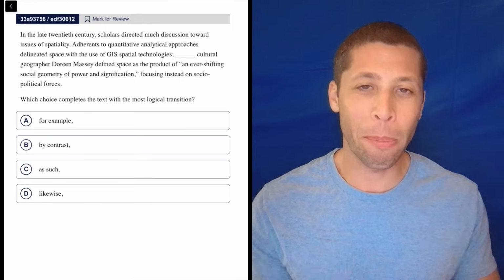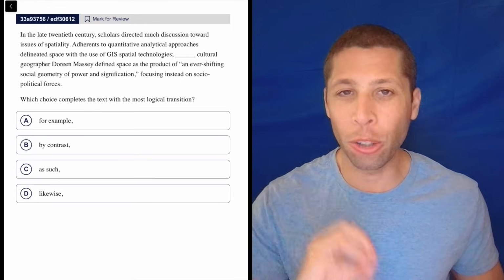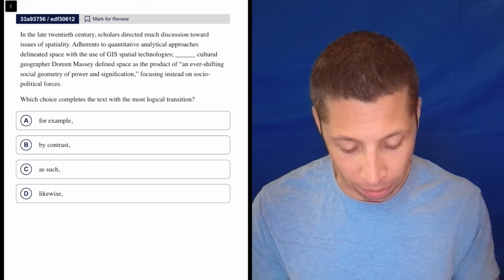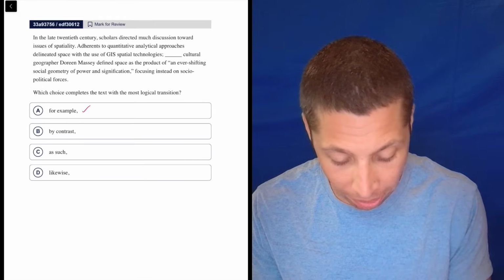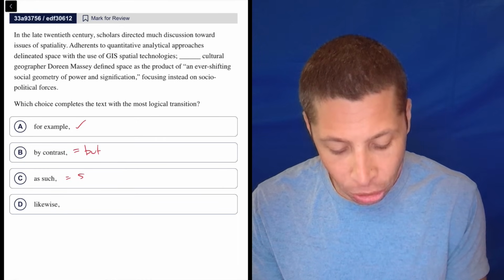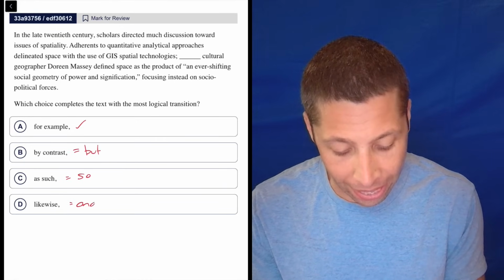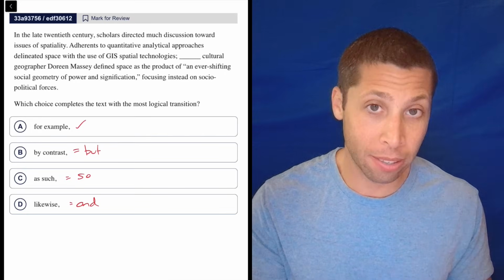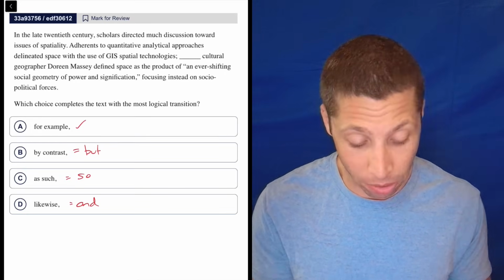All right, so this question represents all four of the main transition category words. For example, well, that's the category unto itself. So it just means for example. So check. There we go. We know what that means. By contrast, that's but. As such, that's so. Likewise, that's and. Right? So we've got all four categories. For example, but, so, and. And now we just got to figure out what goes in this spot.